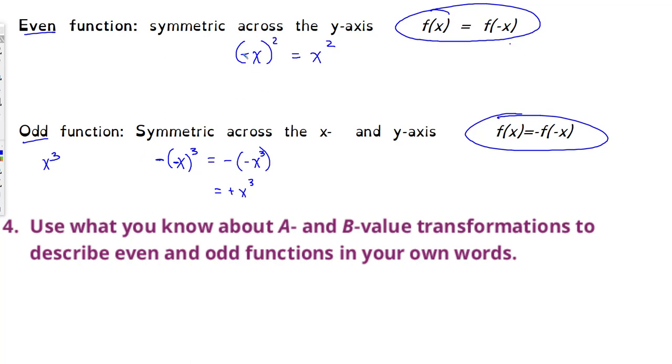If you were to take and make everything inside it the opposite sign, would you end up the same as what you started with? Then it's even. If you make the function negative on the outside plus change all the signs on the inside, would it make it the same? If that's the case, then it's odd. So what you know about the A and B values: the B is when we plugged in a negative, the A is when we had the negative on the outside.